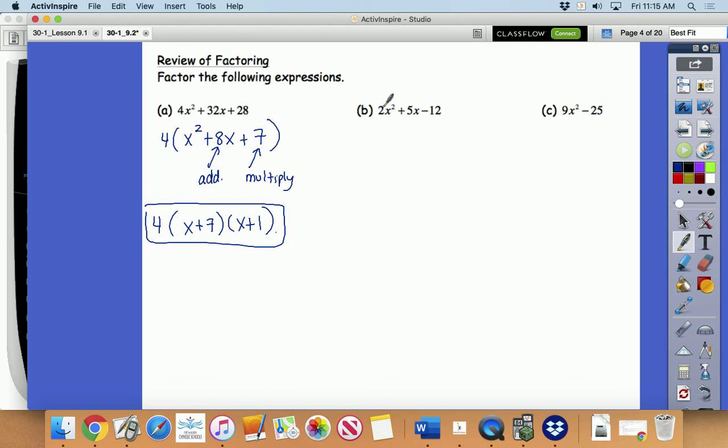Okay, so we're going to multiply the first and the last coefficients, the leading and the constant. Leading coefficient and constant, we're going to multiply them together, and we're going to have to find.